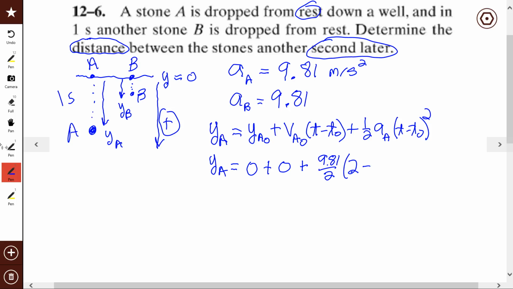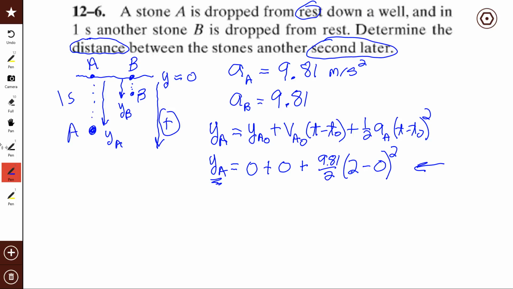The initial time for body A is 0, he started falling immediately, squared. So there's one equation for one unknown. So I can solve that equation for YA. Basically this will tell me where stone A is after 2 seconds. Now I'm going to write a similar equation for B, and I'll just go ahead and plug numbers in that I know. So the position of B at 2 seconds, because by putting in a 2 here, I'm getting the position of A at 2 seconds. I want to know where B is at 2 seconds.